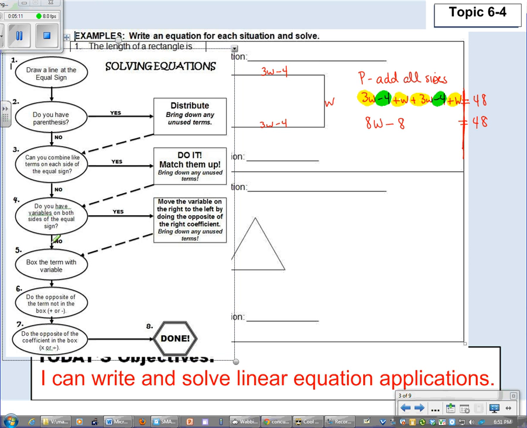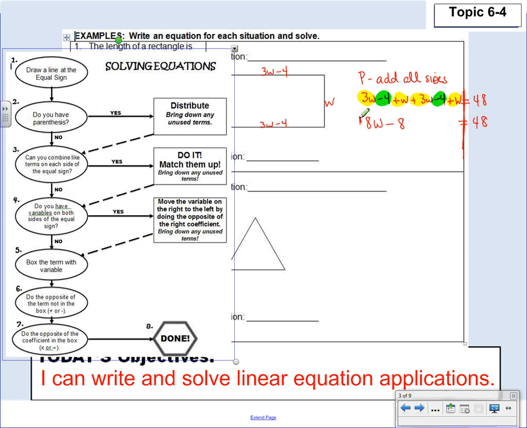Step 4 says, do you have variables on both sides of the equal sign? No, we do not. We only have a variable on one side. Step 5 says box the variable. So let's box that variable. Step 6 says do the opposite of the term that's not in the box. The term not in the box is the minus 8, so we're going to do the opposite, which is add 8.